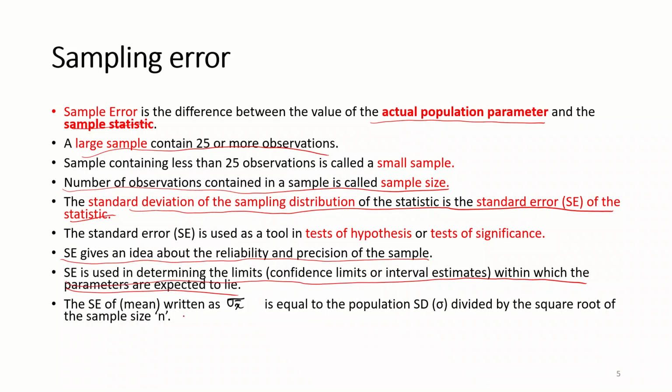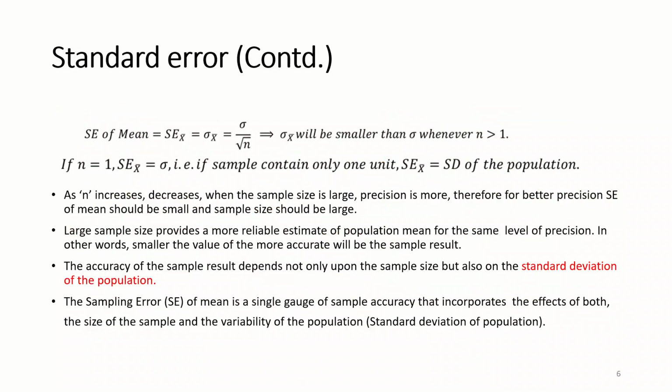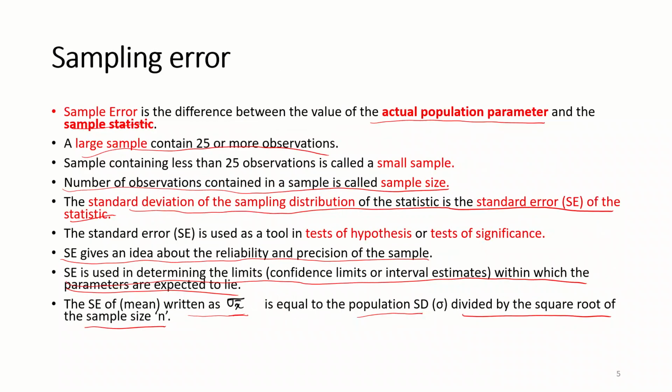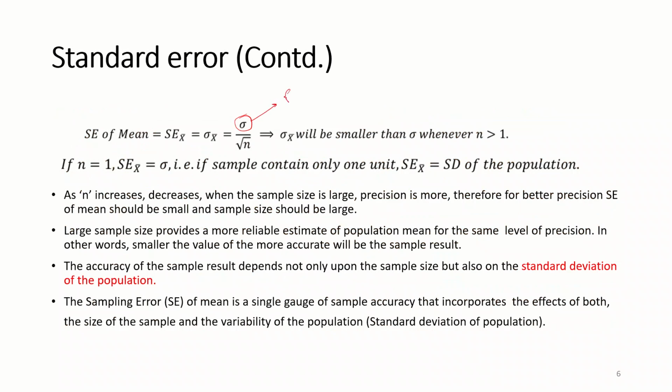The standard error of mean is written as sigma x bar equal to the population standard deviation sigma divided by the square root of the sample size n. So sigma is the sigma of the population, and n is the sample size. That's what a standard error of a mean is.